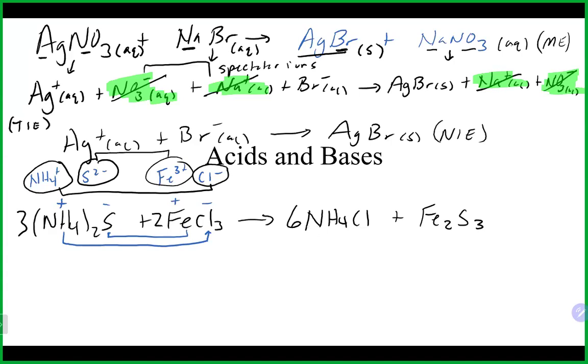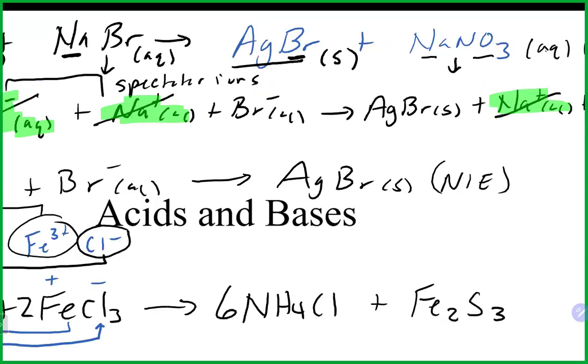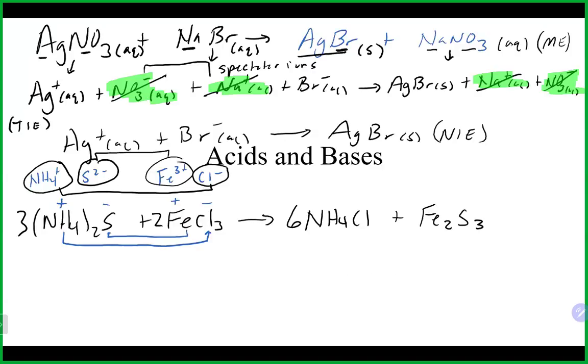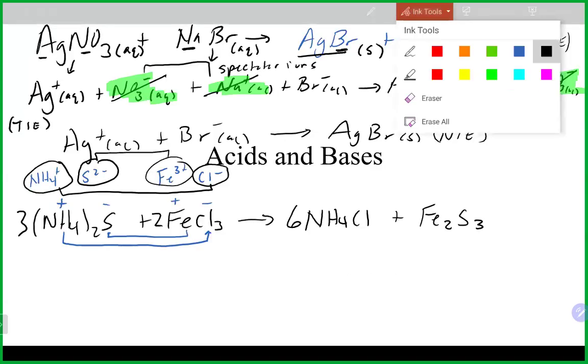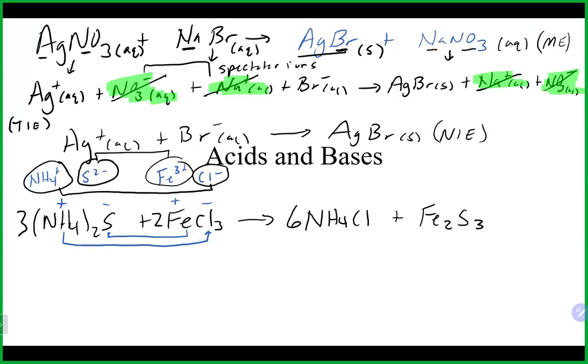That gives me 6 NH4s on each side, 3 S's on each side, 2 irons on each side, and 6 chlorides on each side. So that would represent our balanced equation. First off, any questions on that there? All right, now that we have it balanced, now that we have the proper formulas down, we can use our solubility rules here. And I'm just going to clean it up a little bit here.